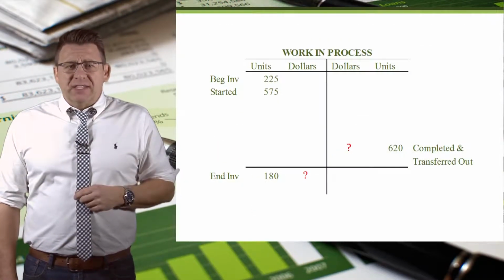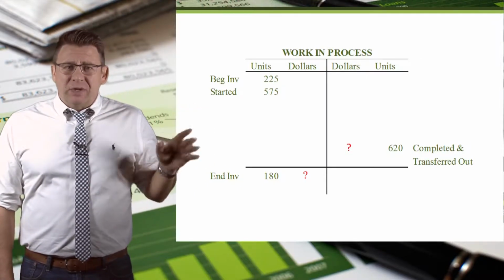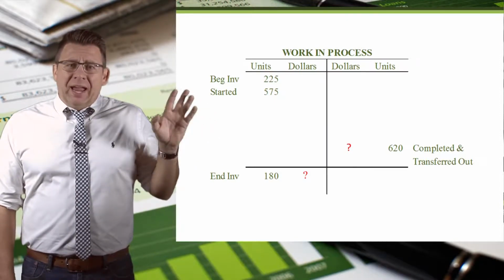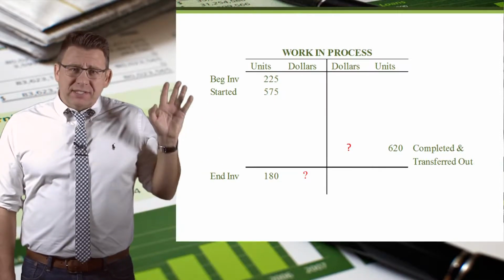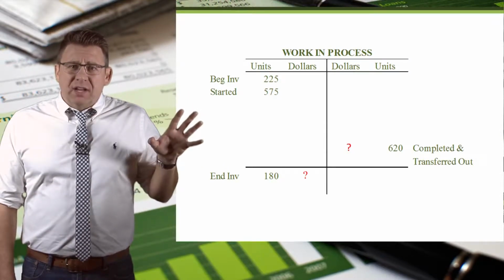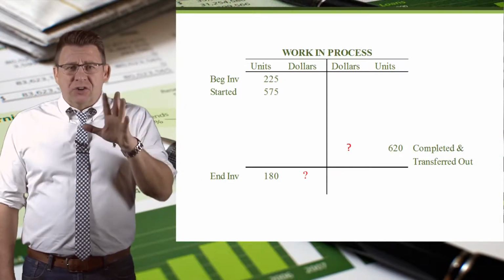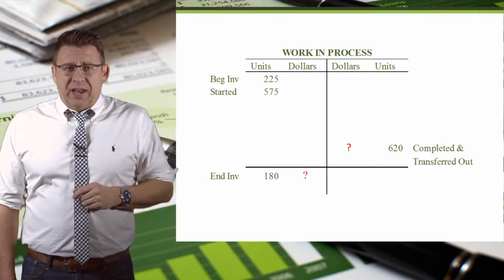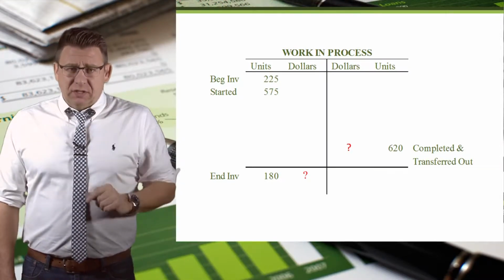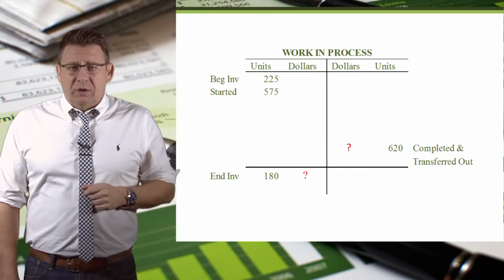Another way to look at this is with the WIP T account. Visually, this is what's happening. You see beginning work in process and the units started on the debit side. The ending units are 180, and that's also on the debit side. 620 units were completed and transferred out, and that's on the credit side. Now these are just units. We will add dollars to them as we work through the remaining steps.